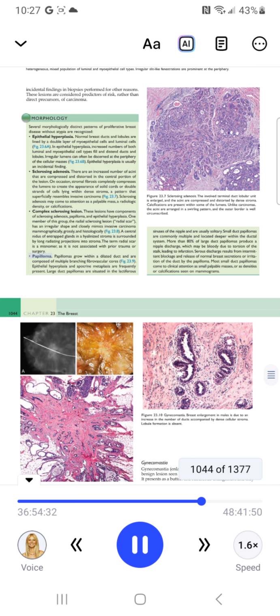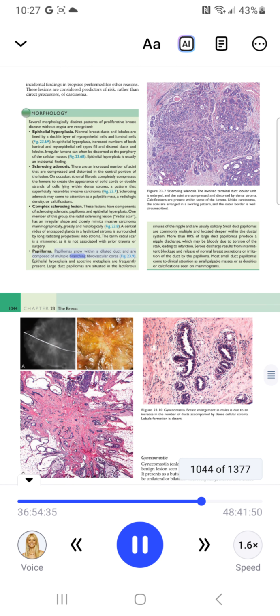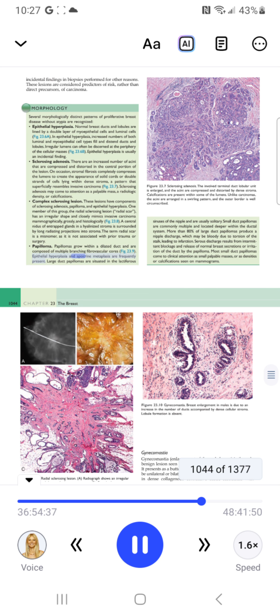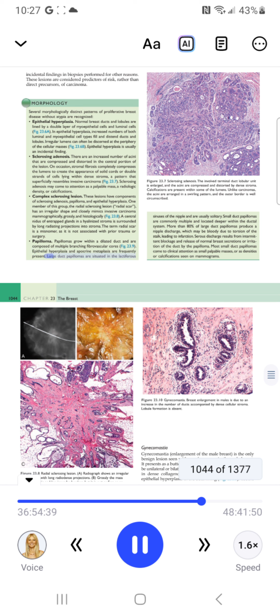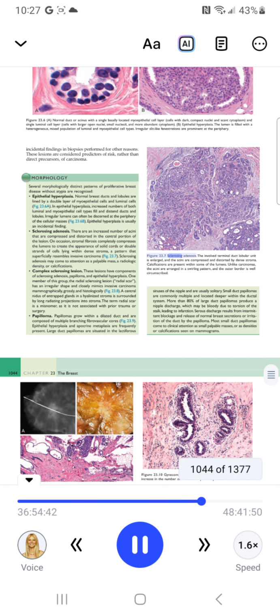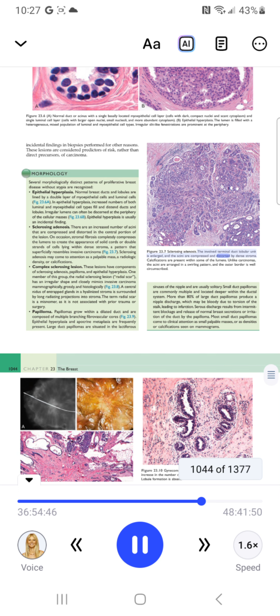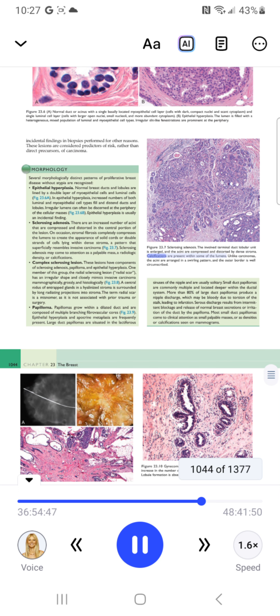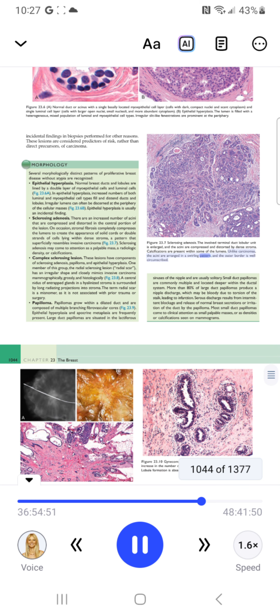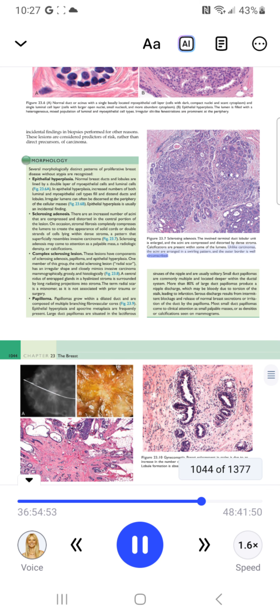Papilloma. Papillomas grow within a dilated duct and are composed of multiple branching fibrovascular cores, Figure 23.9. Epithelial hyperplasia and apocrine metaplasia are frequently present. Figure 23.7, sclerosing adenosis. The involved terminal duct lobular unit is enlarged, and the acini are compressed and distorted by dense stroma. Calcifications are present within some of the lumens. Unlike carcinomas, the acini are arranged in a swirling pattern, and the outer border is well circumscribed.